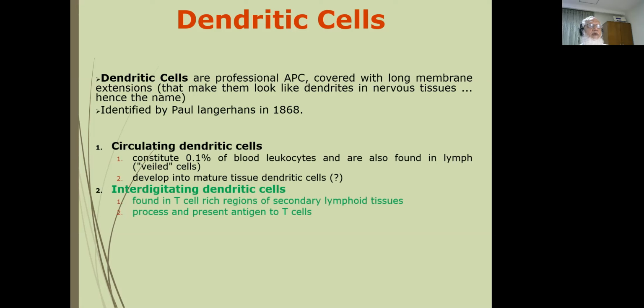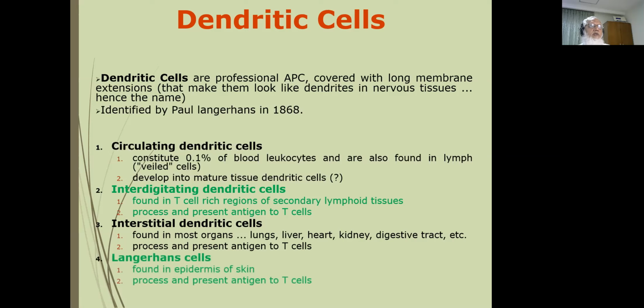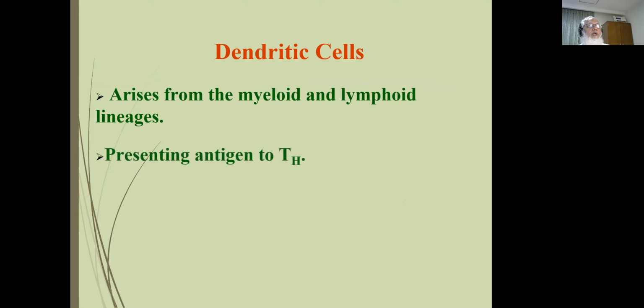Interdigitating dendritic cells are found in T-cell rich regions of secondary lymphoid tissue. They process and present antigen to the T-cell. Interstitial dendritic cells are found in most of the organs: lung, liver, heart, kidney. They process and present antigen to T-cells. Langerhans cells are found in the epidermis of the skin; they also process and present antigen to T-cells. The dendritic cells arise from both myeloid and lymphoid lineages. They present antigen to T helper cells, along with MHC II, and the co-stimulatory molecule is B7.